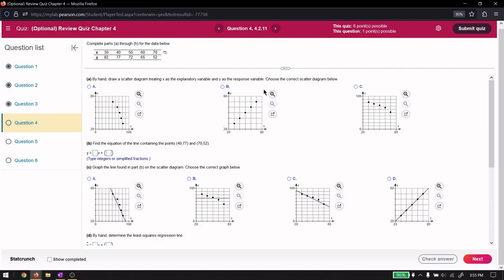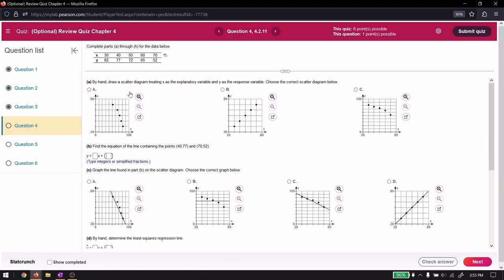In this case, we are looking at drawing these points and then finding the equation of best fit. That's what we're looking at here. So let's go ahead. We don't have to do this by hand. We can use StatCrunch to do so.